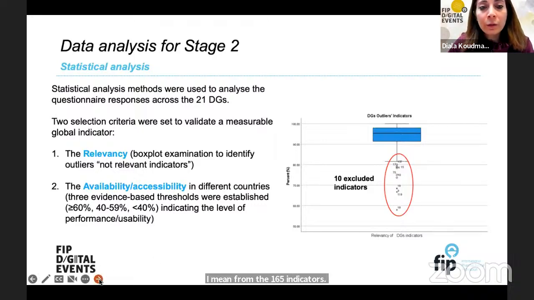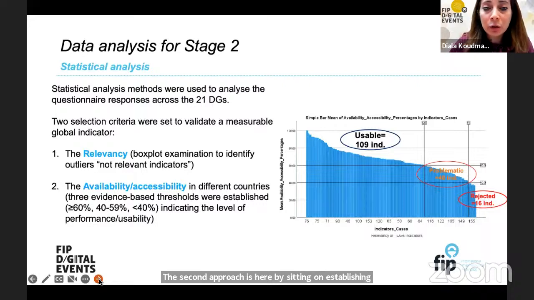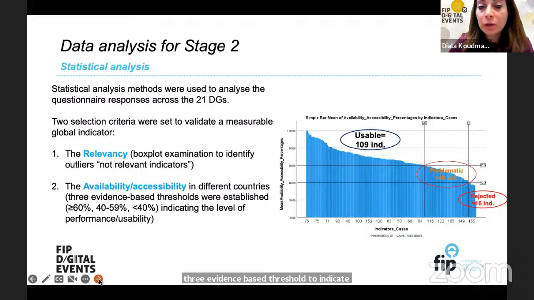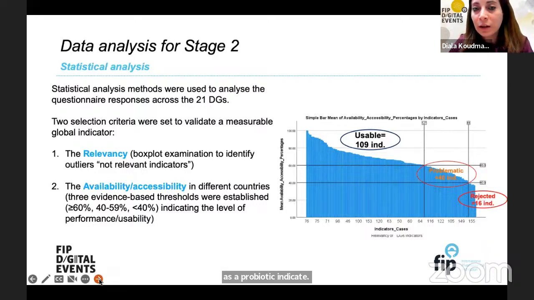As you can see here from the next figure, the second approach is setting or establishing 3 evidence-based thresholds to indicate the level of performance or the level of usability of the indicators. As illustrated in the diagram, for example, if the availability of an indicator is above or equal to 60%, it's classified as a usable indicator. If the availability is between 40 and 59%, it's classified as a problematic indicator. And if the availability is below 40%, it's classified as a not usable or rejected indicator.